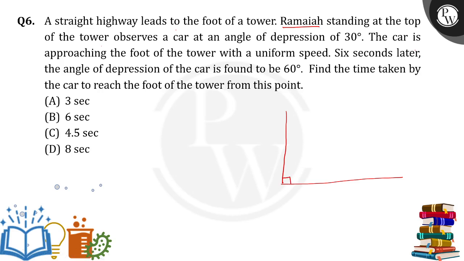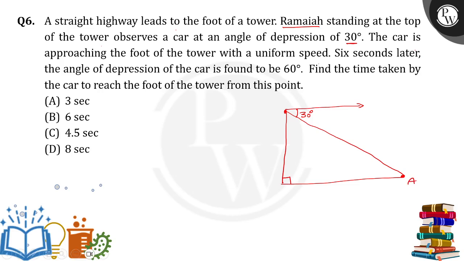Mr. Ramaiah is on the top of the tower observing the car at an angle of depression 30 degrees. So let's suppose here is the car, he is observing from the top. When he is observing from the top, what is the angle of depression formed here? The angle of depression formed is 30 degrees. Okay, so the car is at point A. The car is approaching the foot of the tower with a uniform speed.